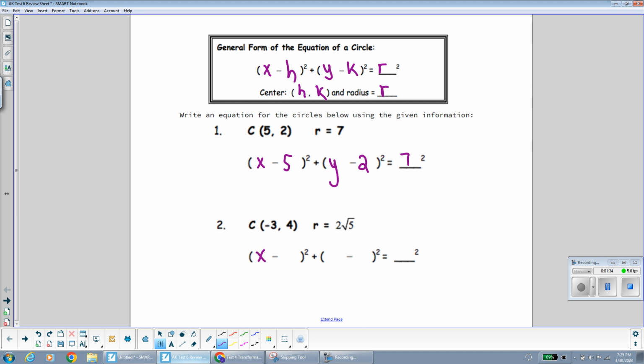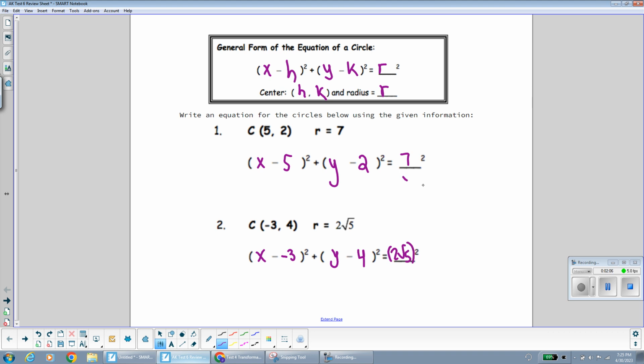x minus the x coordinate of the center. The x coordinate of the center is -3. So here we have x minus -3. We can also rewrite that as x plus 3, because a minus minus makes a plus. Plus y minus the y coordinate of the center, which is 4, squared, is equal to radius squared. So the radius here is 2 radical 5. You could also simplify that.